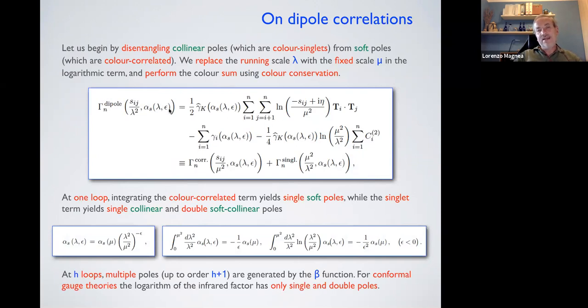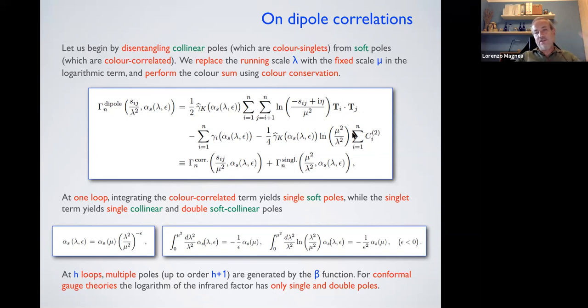Now things simplify if I introduce a fixed scale mu, which is some fixed large renormalization scale mu, and then I write log lambda as log mu plus log lambda over mu. And then if you do that, then you see the first nice application of color conservation, because you can actually do the sum. At some point, you get this log, and you can do the sum over j, which gives you minus Ti, so you get a number. And so you see that the color correlations are actually simpler. And so I have a correlated matrix here. And the rest, so the second line is color singlet, okay?